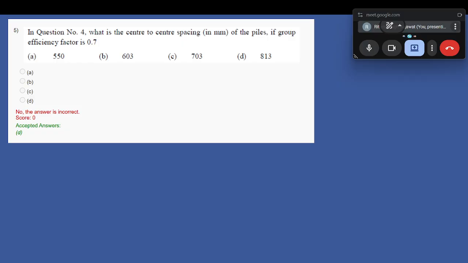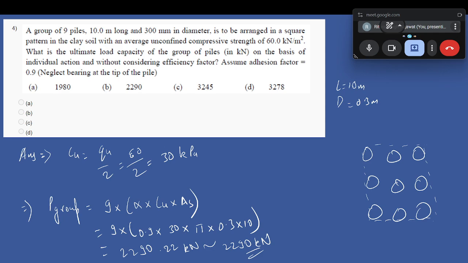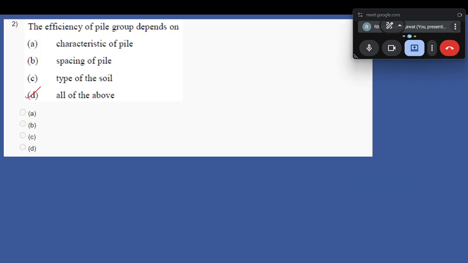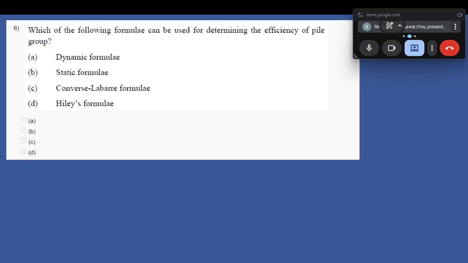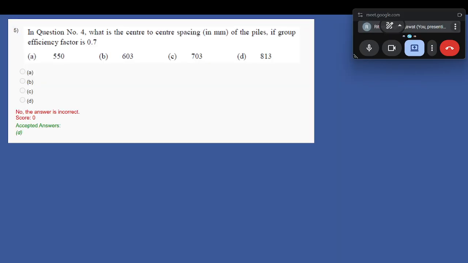Answer D. What are you getting? Answer D. Yes, sir, it's D. So how did you solve this? Sir, number of piles into single pile capacity, like we did in the last question. So efficiency factor 0.7 is equal to Qu upon number of piles into the single pile capacity, 254. By that I calculated.